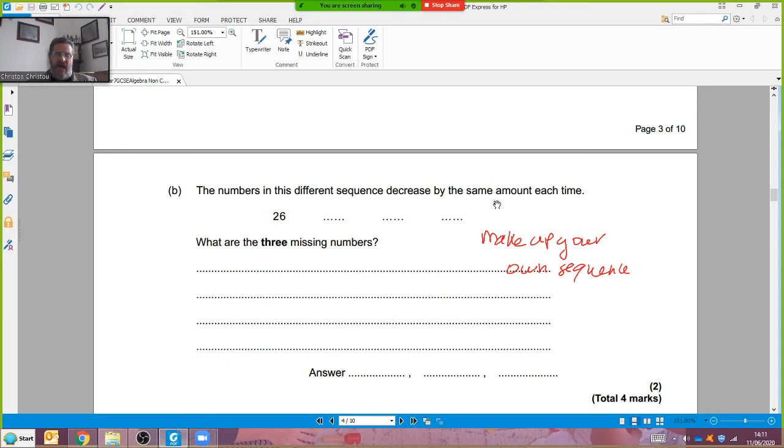If it was, say, I don't know, 18, then from 26 down to 18, 1, 2, 3, 4 jumps, the difference between 26 and 18 is 8, which means that each jump must be worth -2. So that might be maybe 24, this might be 22, this might be 20, and this one is your 18. Do you see what I mean? So I think there's a mistake in the question because there's nothing there to help you.